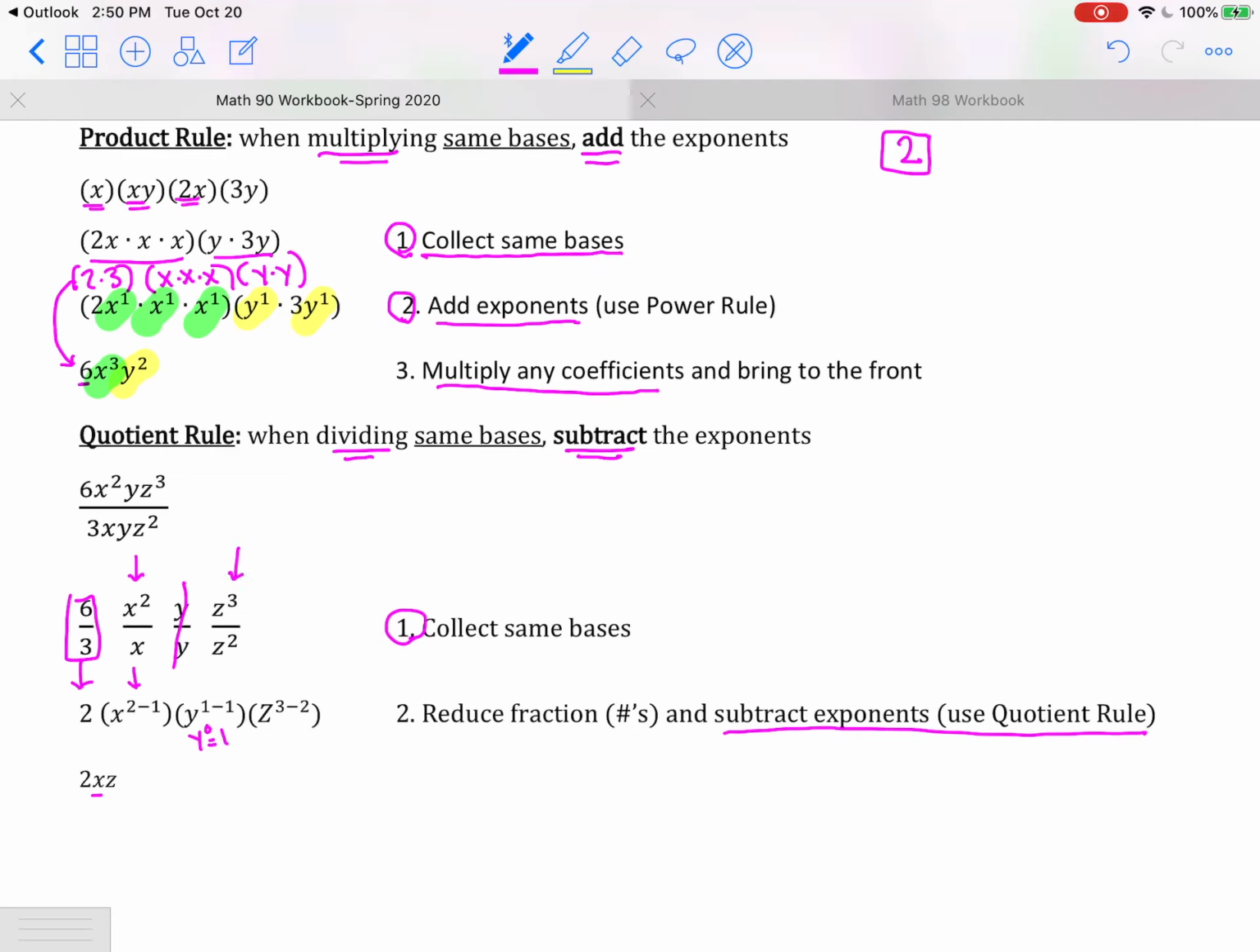And then we will use the quotient rule on our z's. Z to the 3 minus 2 is going to give me z to the 1st power. You can see it here. And you notice when anything is to the 1st power, in our final answer, we just leave that 1 off of there as an exponent. We don't write ones usually as exponents or coefficients. It's more of an understood one.